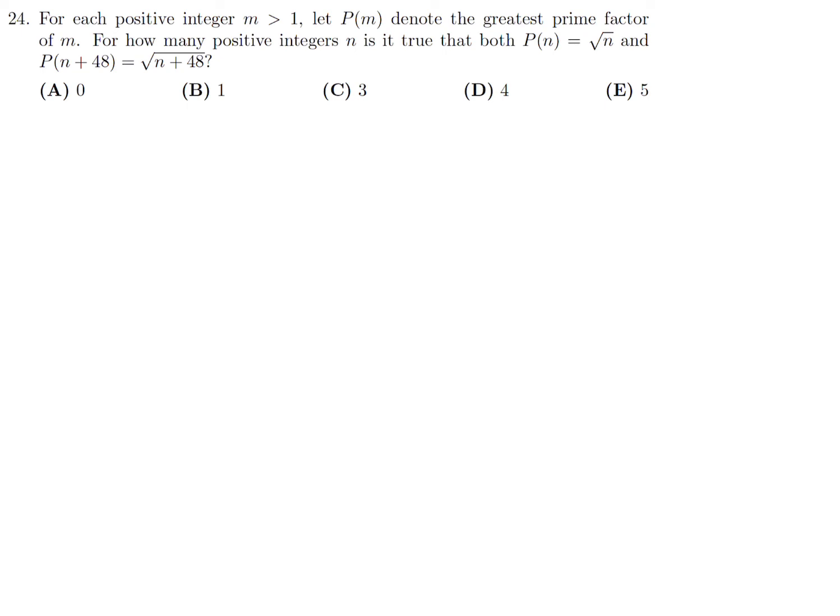So if we have a number, any number, let's say I choose 10, P(m), if this is my m, is the greatest prime factor. Well, what are the prime factors, first of all, of 10? Well, it's 2 times 5, correct? So the greatest of these 2 prime factors is 5. All right, does that make sense? I hope so. So they're saying that P(n) is equal to the square root of n. That's the first part of the condition.